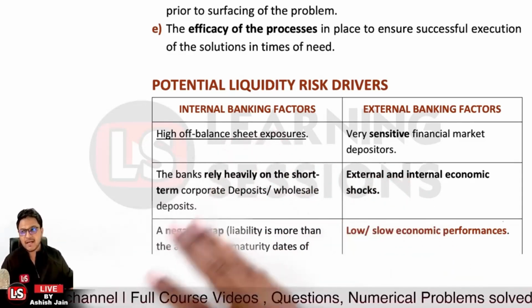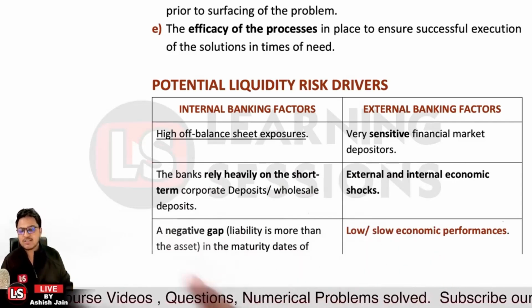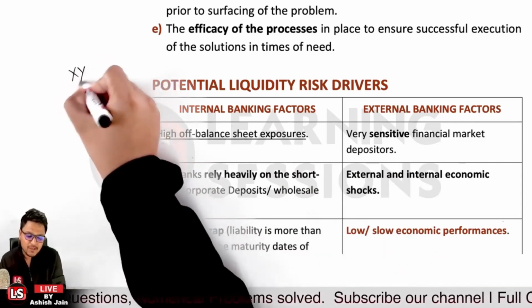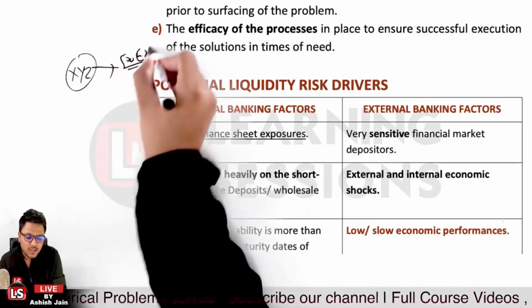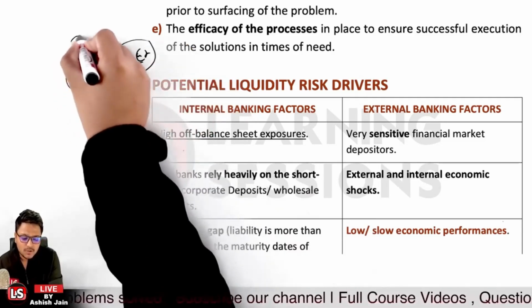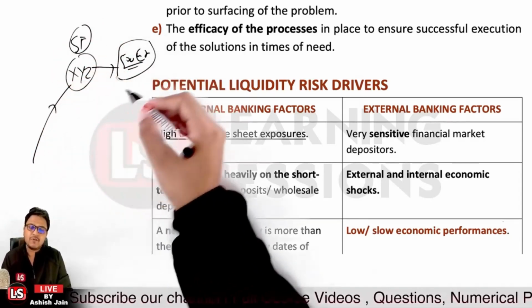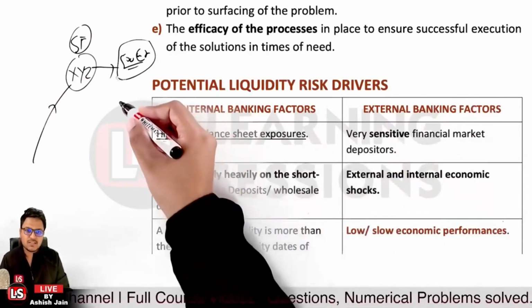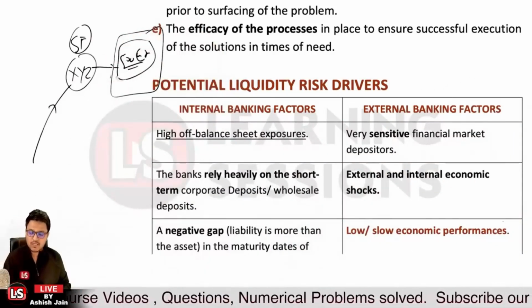And also if the bank is relying heavily on short term corporate deposits, or say wholesale deposits. Now what is a wholesale deposit? That from the XYZ firm you have received 500 crores. Okay, that's a short term corporate deposit, and if you heavily rely on the same, definitely it can be an issue related to liquidity risk, because diversification is lesser and definitely the deposit is there for a very short period. Okay, so that's the case.